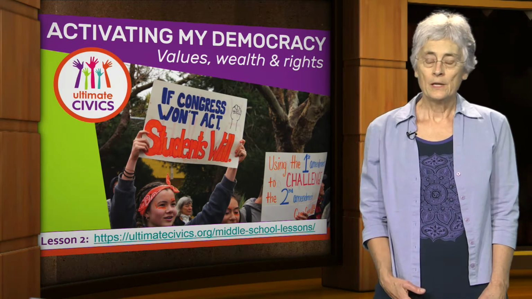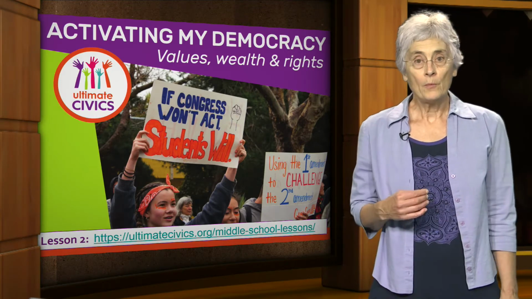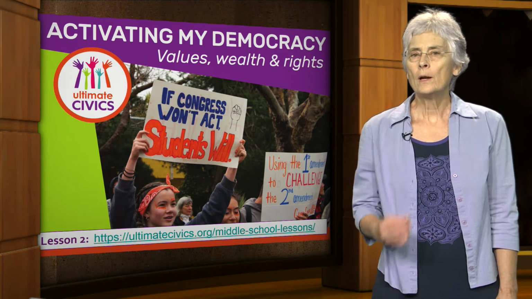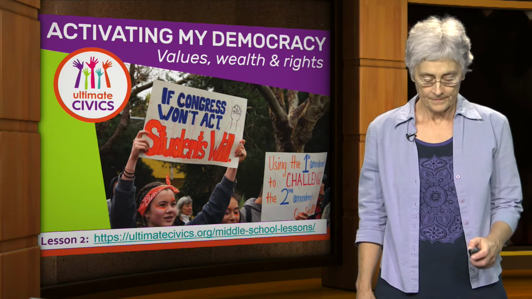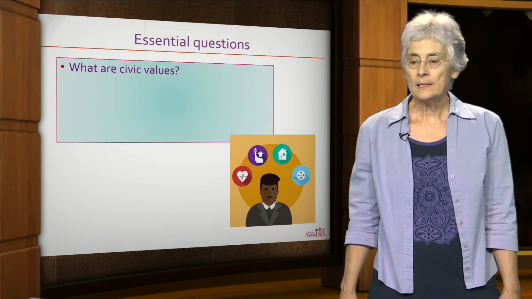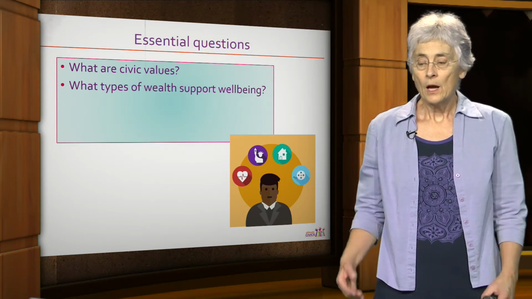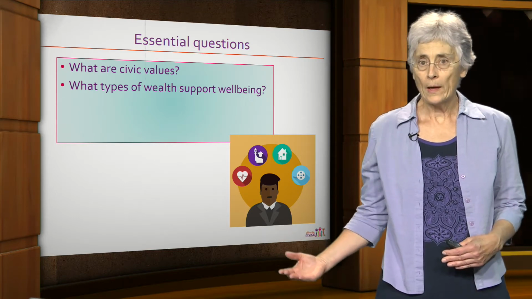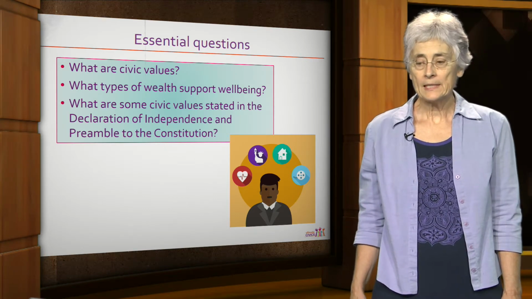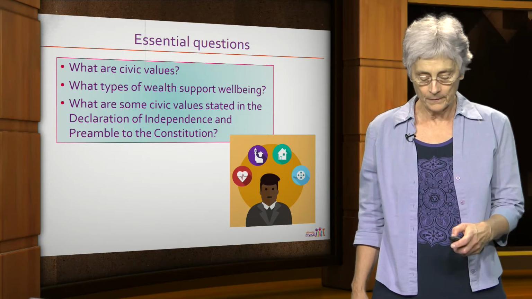In Lesson 2, we explore the concept that our rights, and the government that we created to secure our rights, are actually based on what we value and love. Our essential questions for this lesson are: What are civic values? What types of wealth support well-being? What are some of the civic values stated in the Declaration of Independence and in the Preamble to the Constitution?